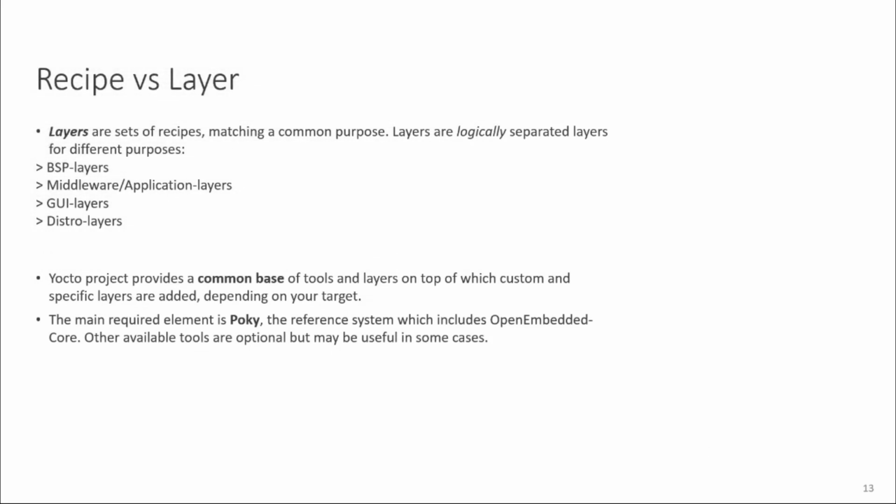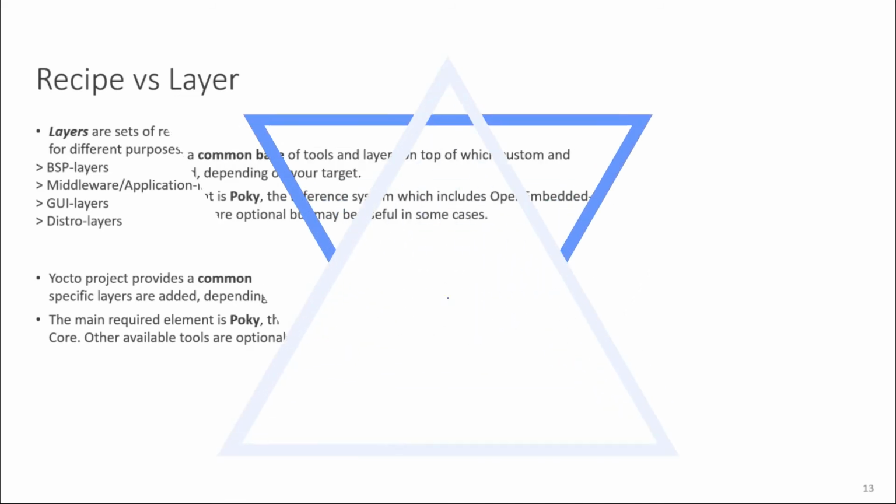While layers are sets of recipes matching a common purpose. Layers are logically separated and have different purposes. For example, BSP layer, middleware or application layers, graphical user interface layer, distribution layers. So these are the logically separated entities. I hope now the difference is clear between these two terms.